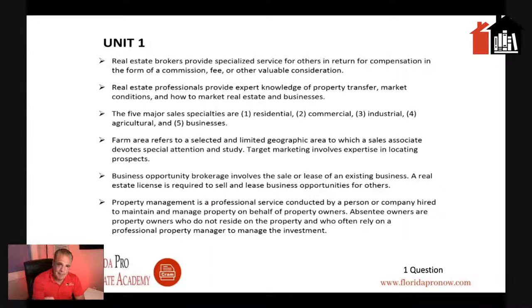Now, the real estate business. Let's talk about the real estate business. The real estate business is there to provide a service for others in return for compensation.